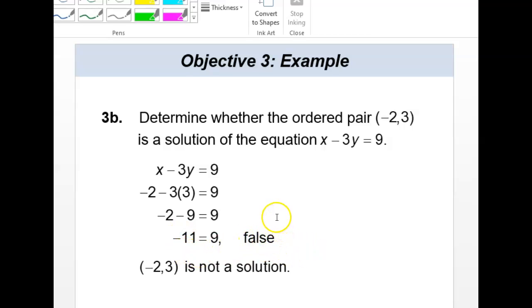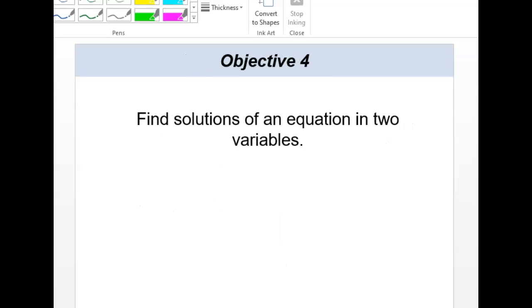So the order that the numbers are in matters, and you have to be careful to replace the right number with the right letter. 3 needs to go to y. Negative 2 needs to go to x here.